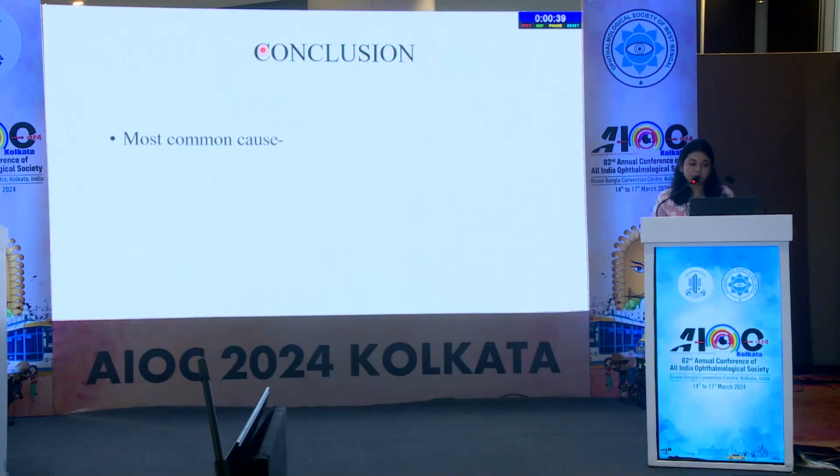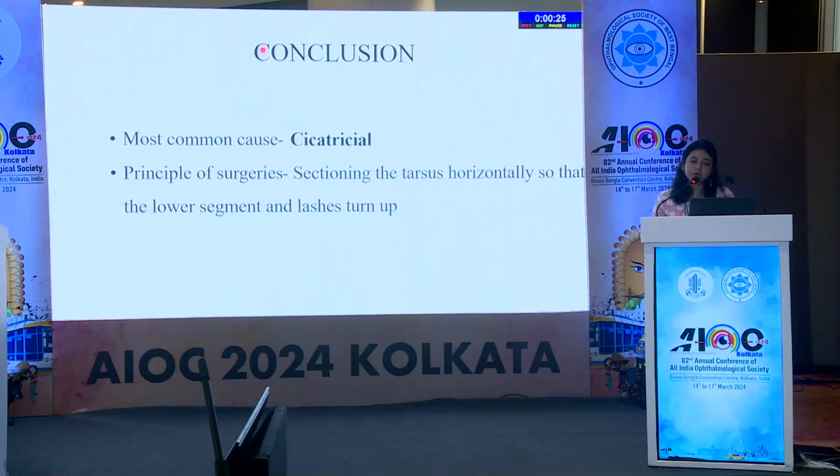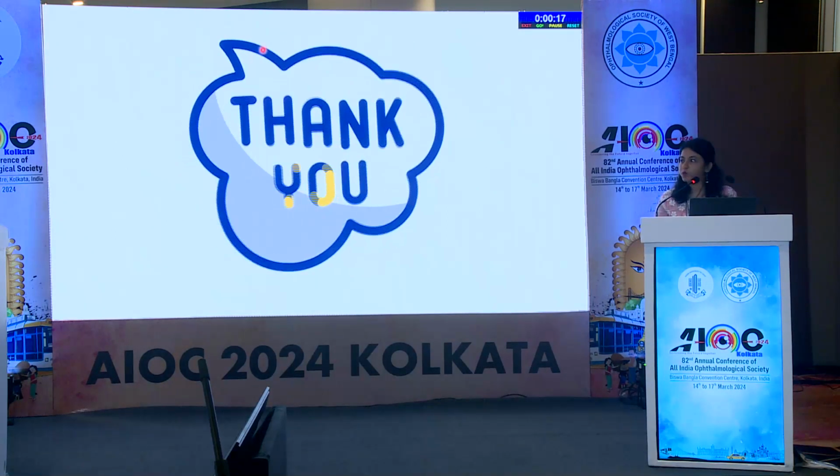So I'd like to conclude, most commonly upper lid is affected by cicatrizing causes, so they are grouped under cicatricial entropion. So our primary modality of management in these cases is to control the systemic inflammatory conditions and then go ahead with a surgical intervention. Since most of these involve thickening of the tarsus, our main principle of surgery involves sectioning the tarsus horizontally so that the lower segment and the lashes turn up.